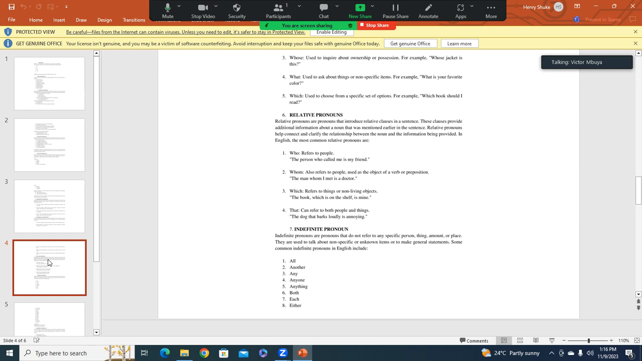So relative pronouns are pronouns that introduce relative clauses in a sentence. These clauses provide additional information about a noun that was mentioned earlier in the sentence. Relative pronouns help connect and clarify the relationship between the noun and the information being provided.